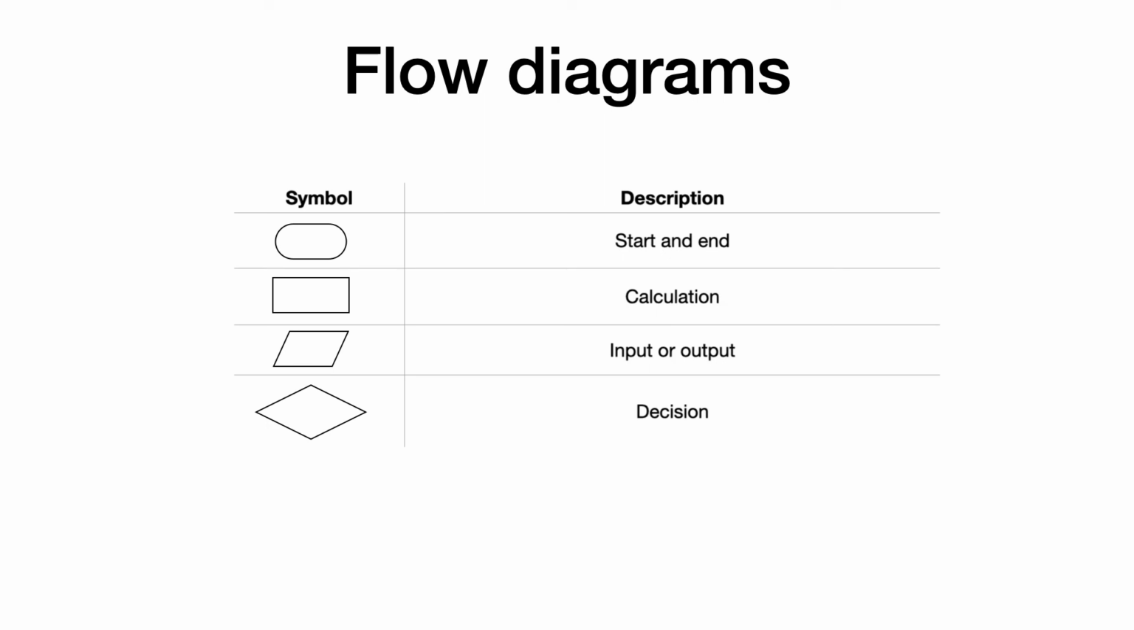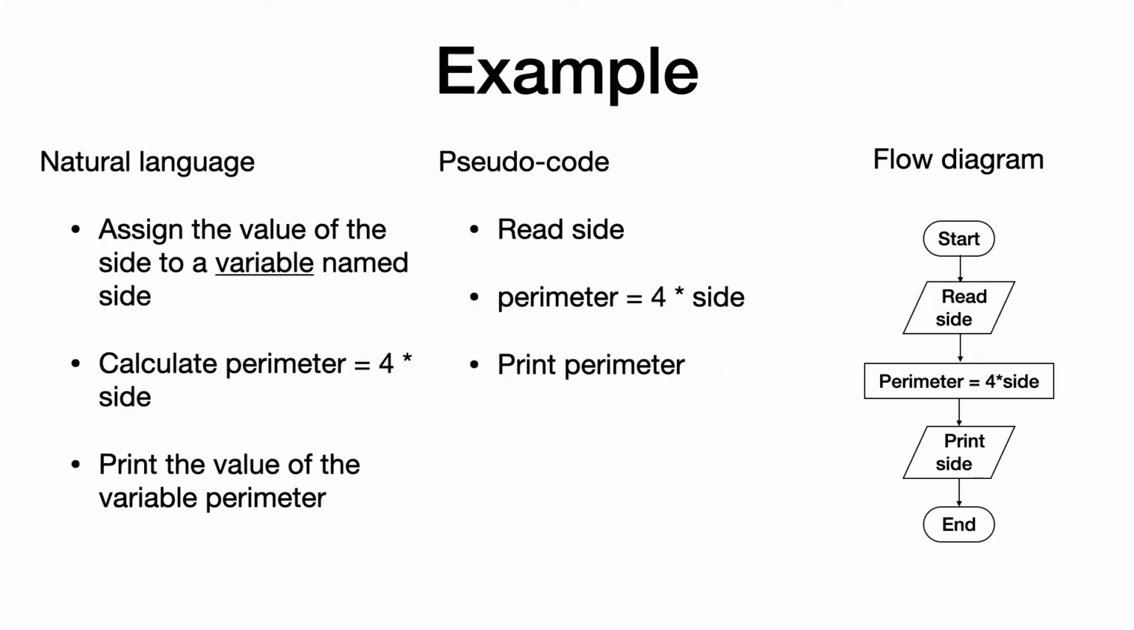How can we use decisions in algorithms? So let's see this example. As you can see on the left side of the screen, we have an algorithm expressed in natural language. We are saying the first step is to assign the value of the side to a variable named side. Second step, calculate perimeter equal 4 times side. And the last step is print the value of the variable perimeter.